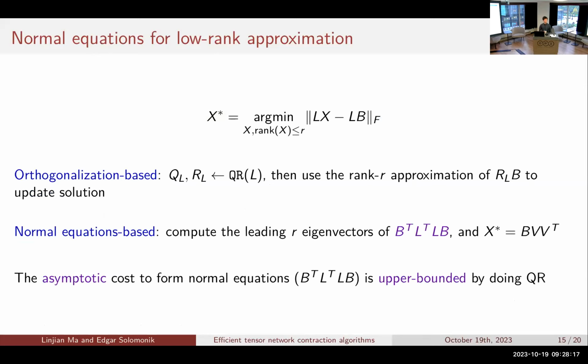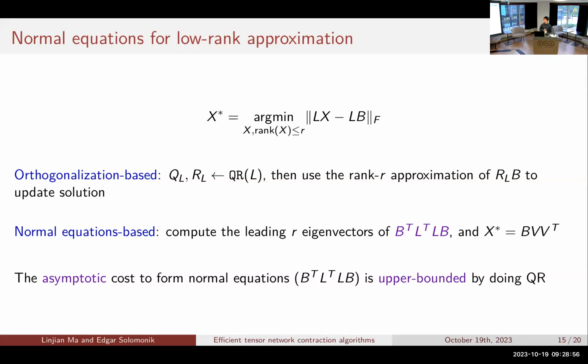In terms of efficiency, we propose to use normal equations to solve this weighted low rank approximation problem. Again, the orthogonalization-based algorithm will first perform a QR on this L and then do a rank R approximation. We propose to first compute the normal equations for this L times B, and then the solution is directly projecting the B to the rank R leading subspace of this normal equation. Both algorithms generate the same result if we don't consider the conditioning, although the normal equation-based conditioning is a little bit worse.